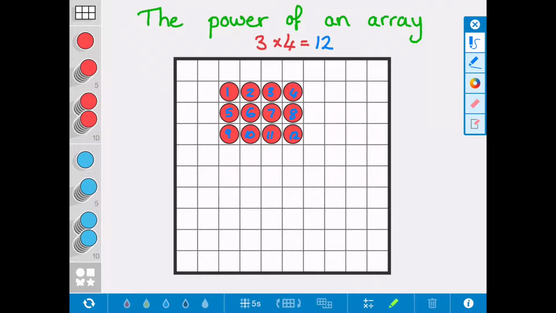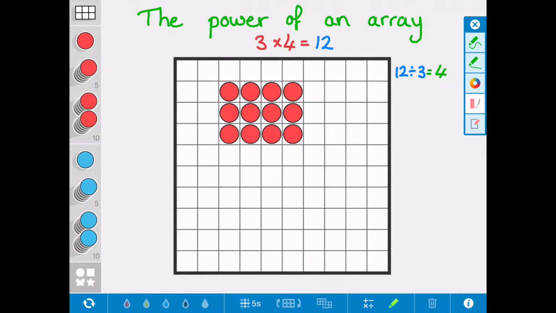Now what this also shows us is that if we have a total of 12 and we divide it into 3 groups, so 1 group, 2 groups, 3 groups, it tells us that 1 group is 1, 2, 3, 4, so it equals 4.